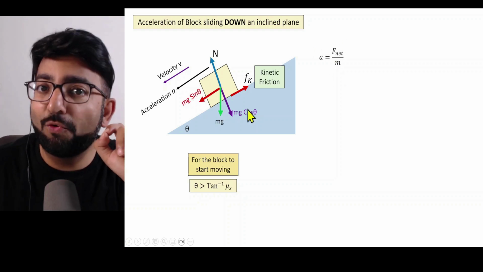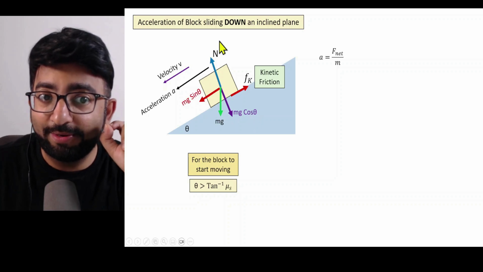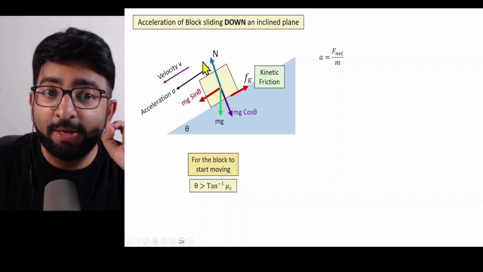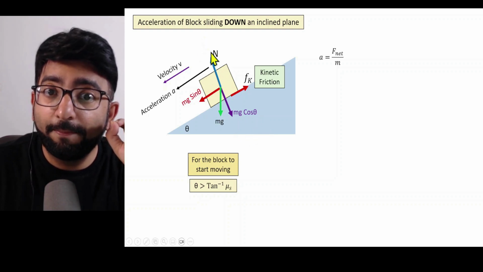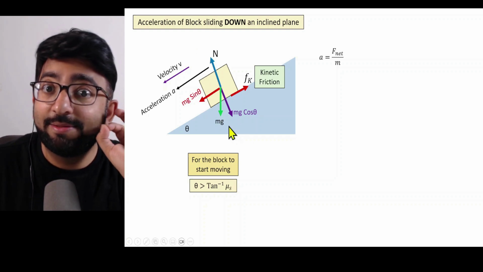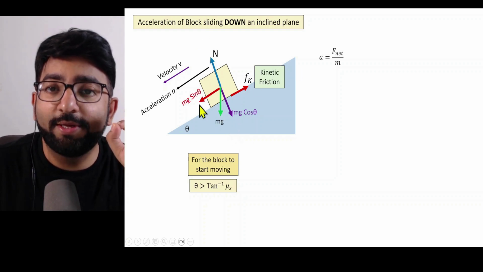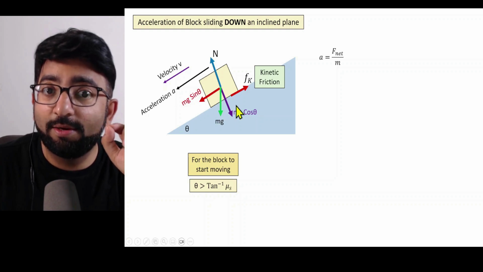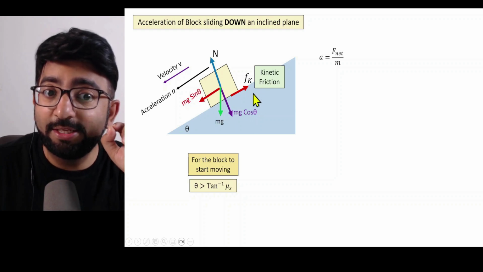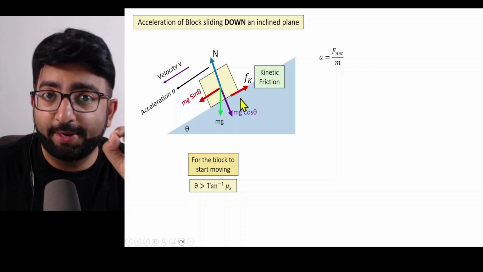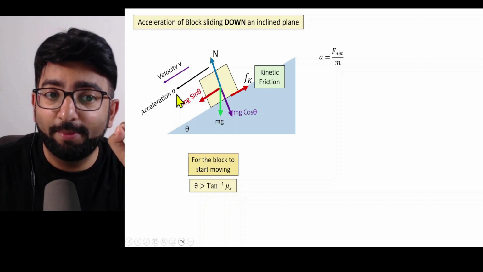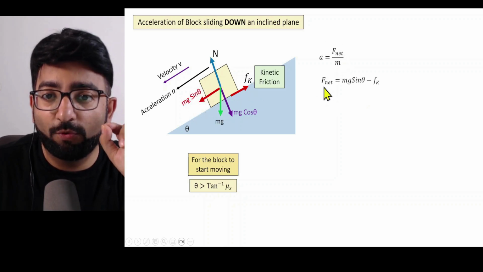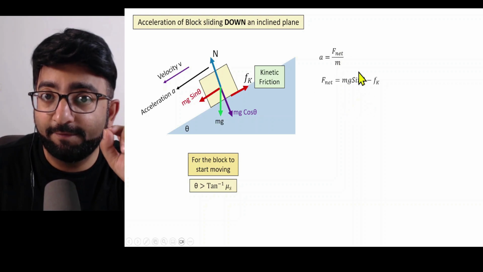So what is the net force acting on this object? If you analyze this picture, the normal reaction will cancel out mg cos theta. So there is zero acceleration perpendicular to the incline, but there is an acceleration along the incline. We have one force, mg sin theta, going downwards and the kinetic friction going upwards. Since both these forces are in the opposite direction, we will need to subtract. So mg sin theta minus kinetic friction will be the value of net force. So F net is mg sin theta minus Fk.